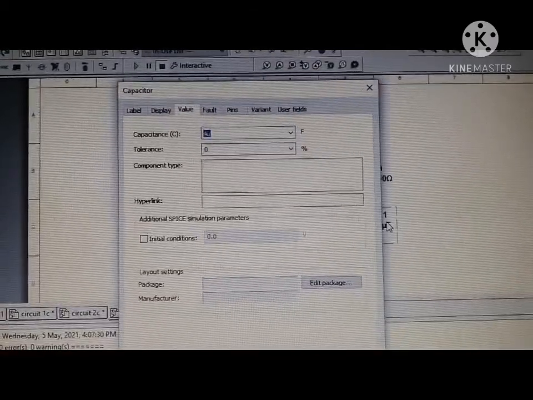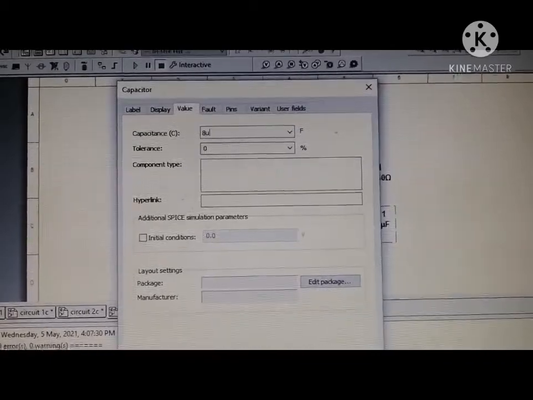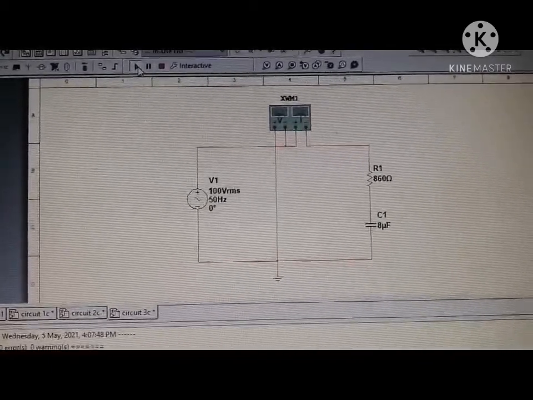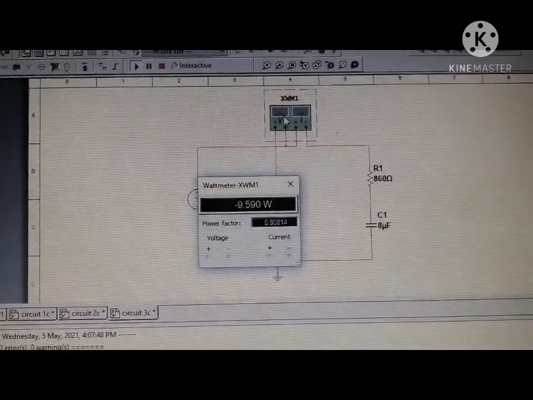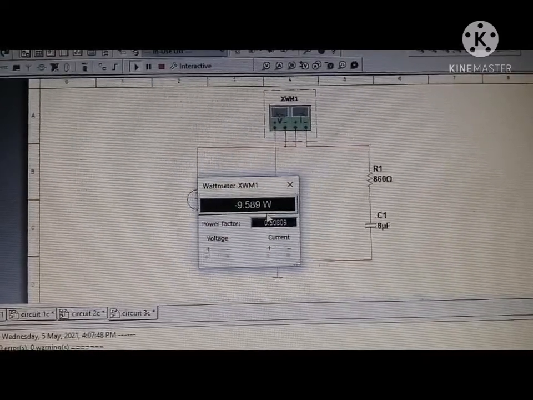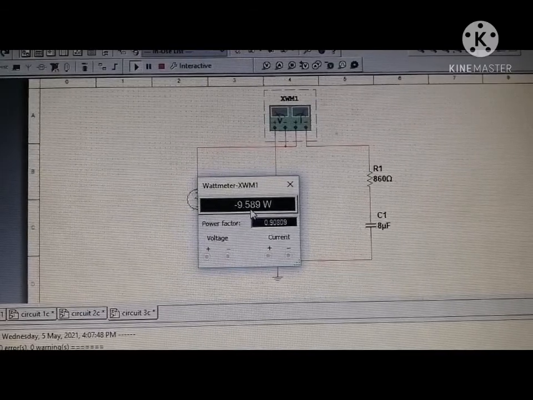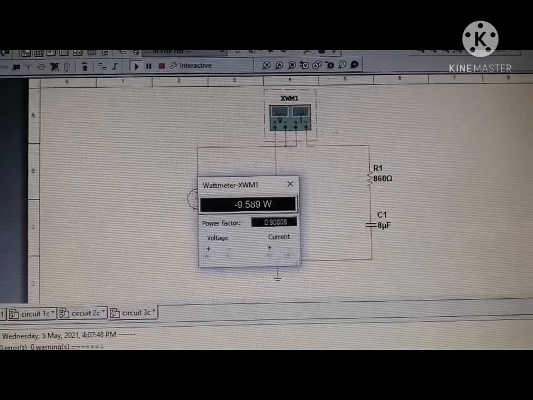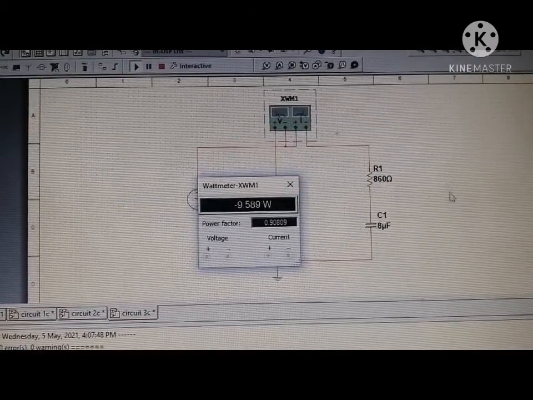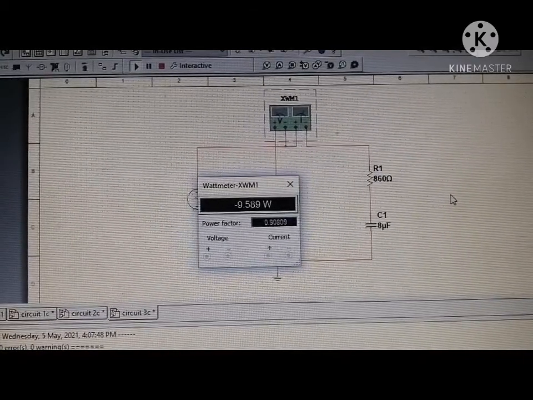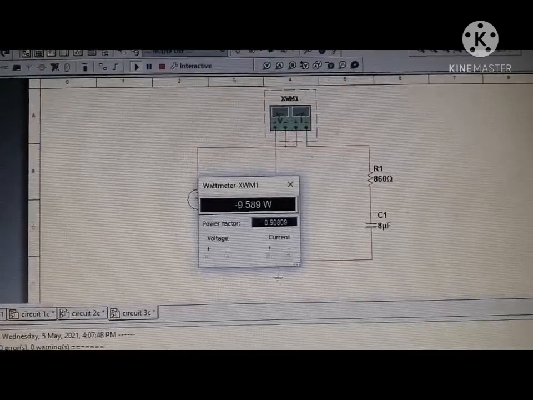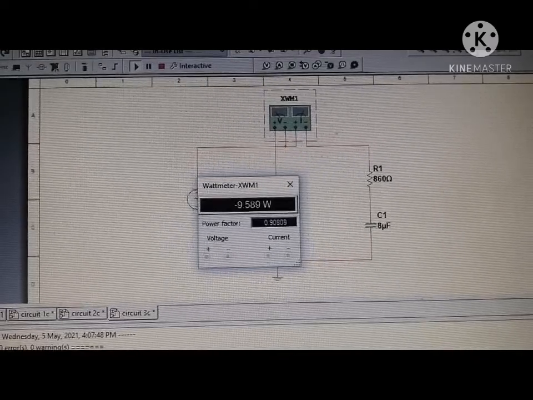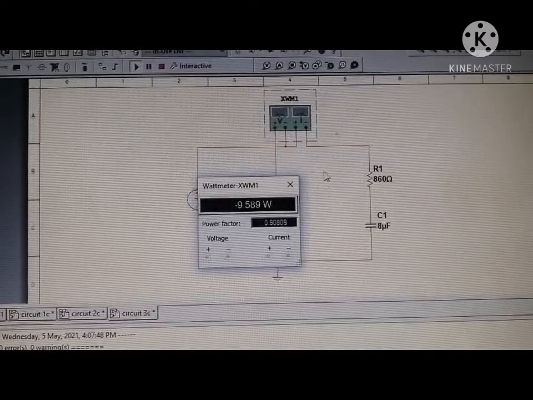Change the capacitor to 8 microfarad, and then start the simulation back, and then you will get the answer for the power, negative 9.586 watt. Okay, as we discussed, the formula to measure the VAR is watt multiplied by tan theta. Okay, so we will get the value of VAR.